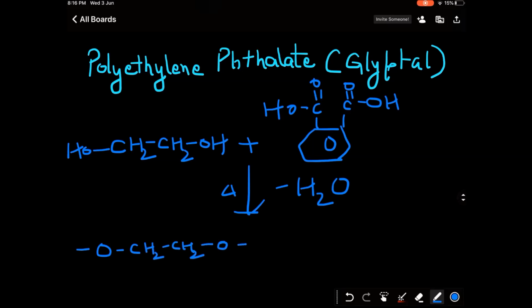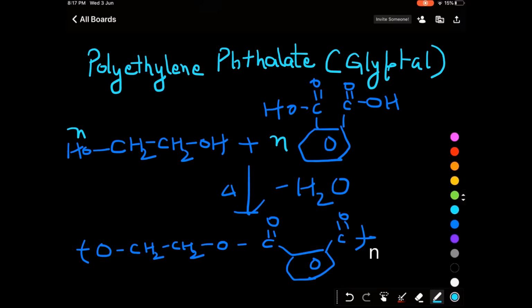Now we write the single repeating unit in the polymer, OCH2CH2O carbonyl. This is the ester linkage. Next, this is benzene, C double bond O, and its OH will be removed. So this is the repeating unit in polyethylene phthalate, also known as glyptal. So n moles of the monomers react to form a polymer having n repeating units of both the monomers.